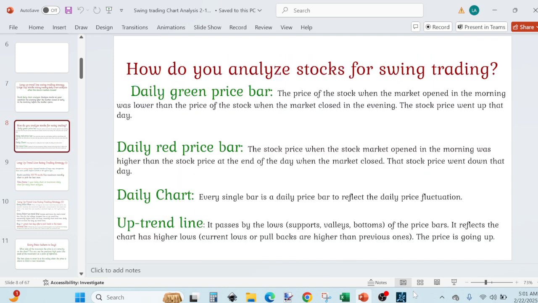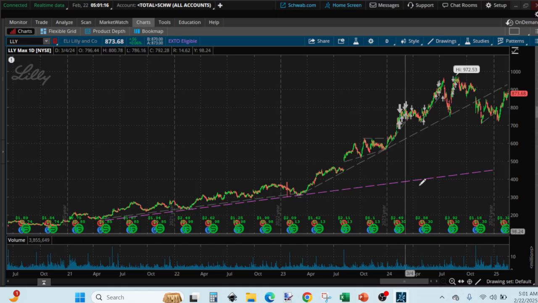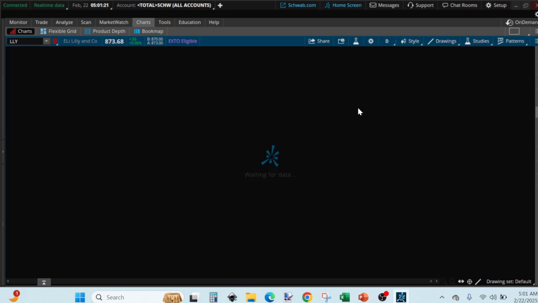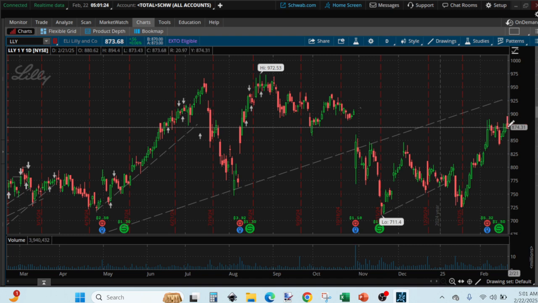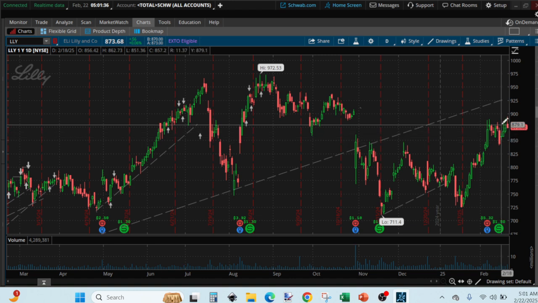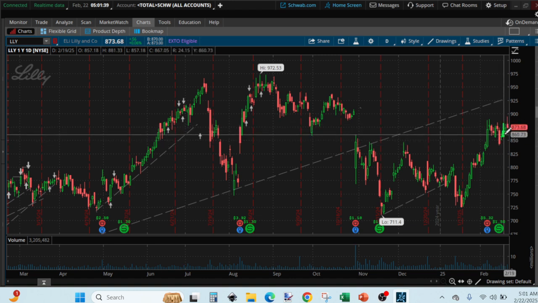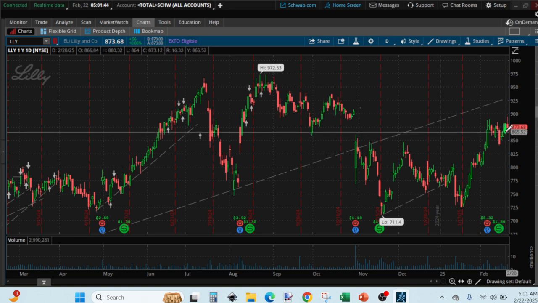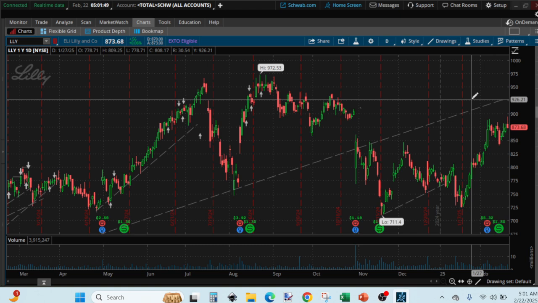And the price bar, when it's red, just means that day the price went down. The price in the evening when the market closed was lower than the price in the morning when the market opened. And the color of the price bar will be highlighted as well. So the green bar means the price in the evening was higher than the price in the morning when the market opened. The price went up that day when you compare evening price to morning price.